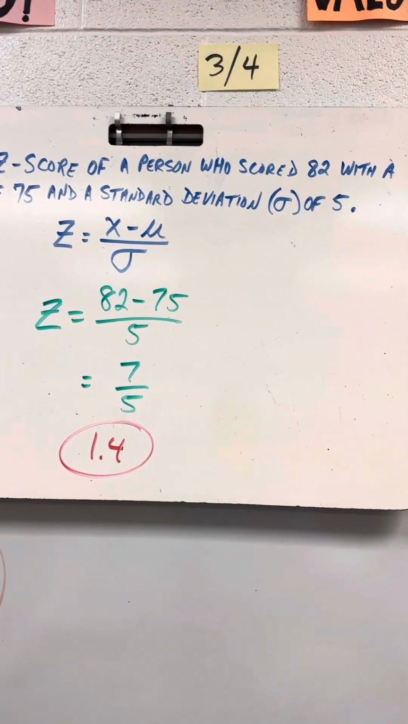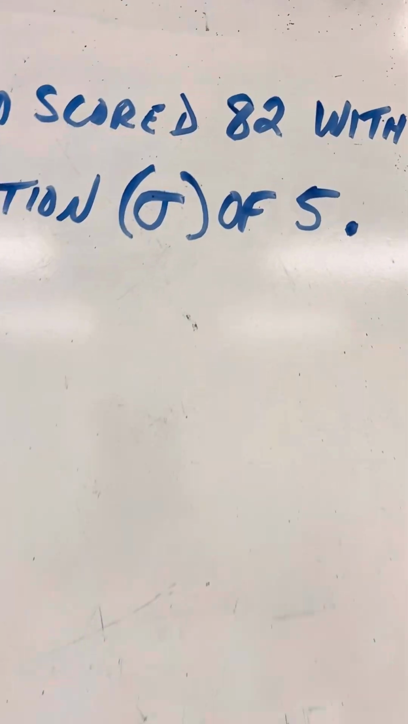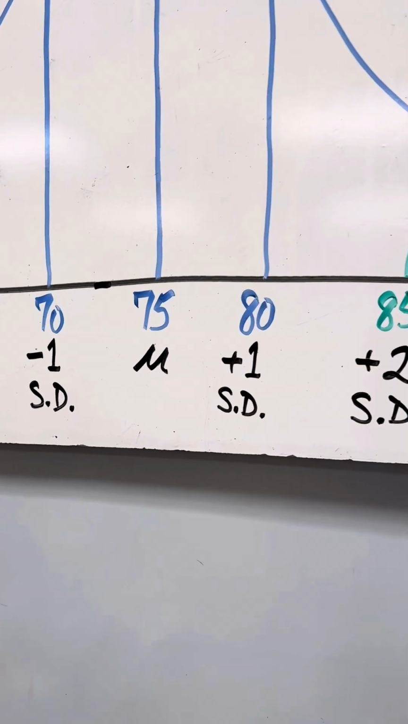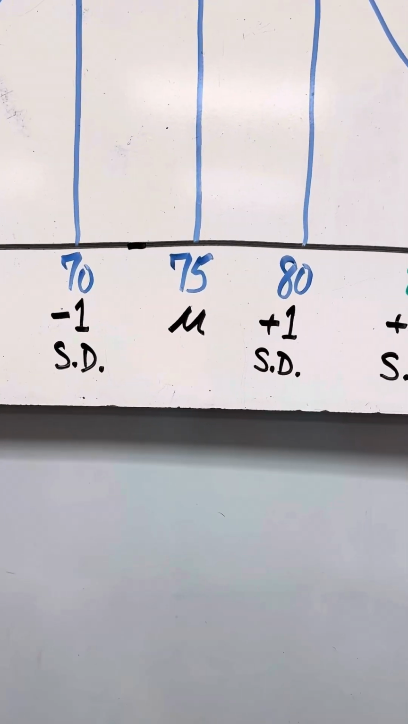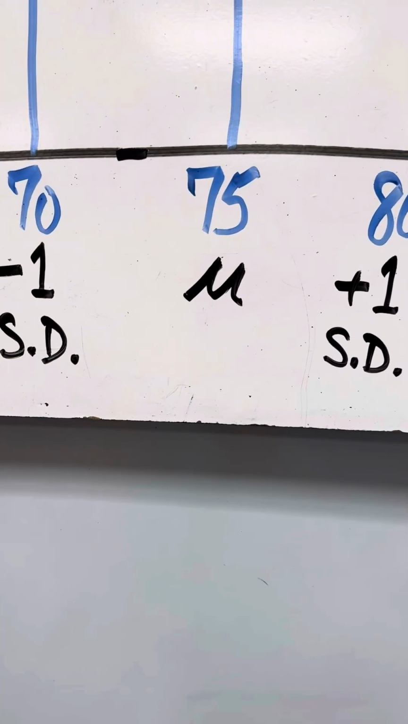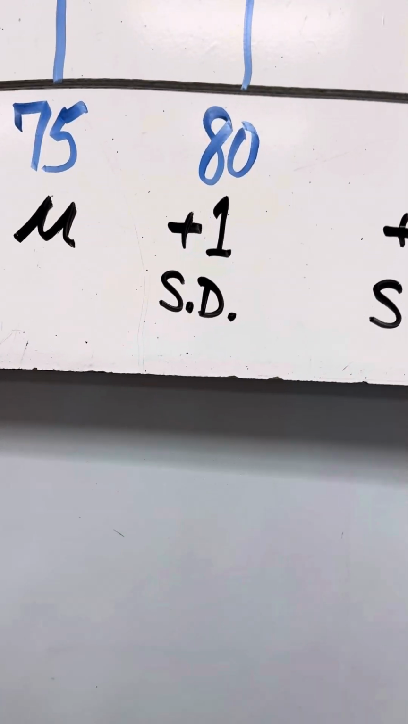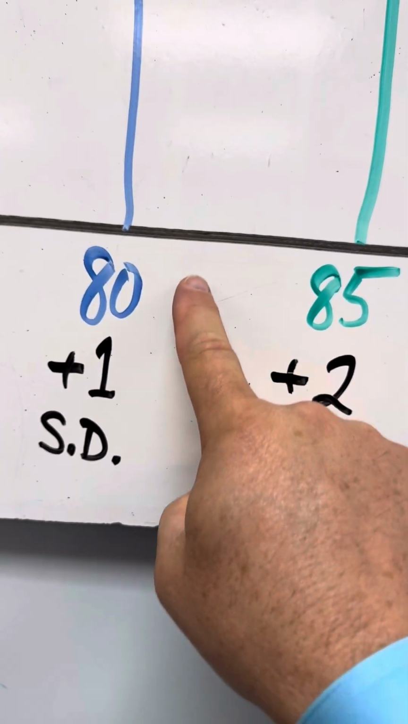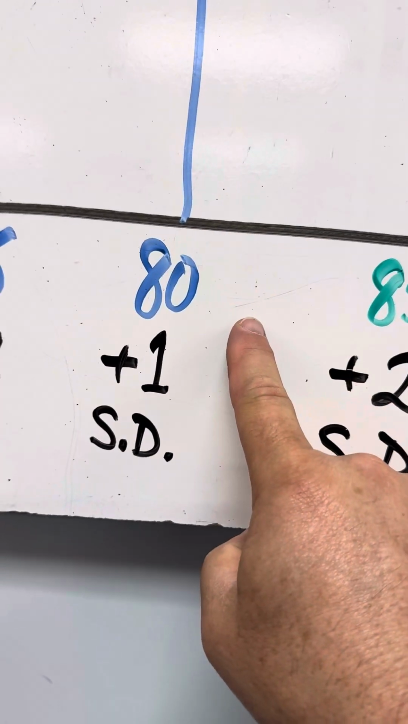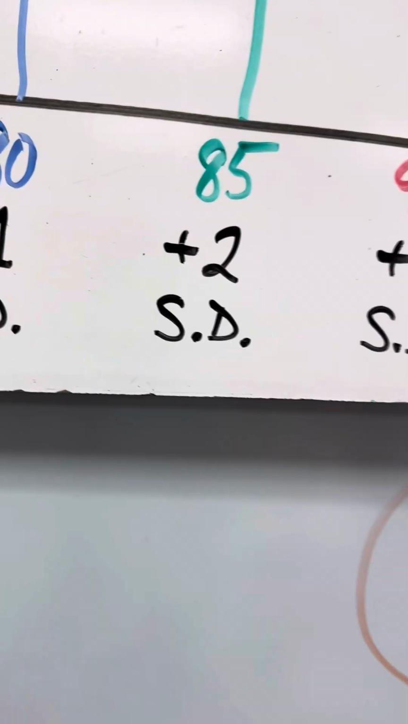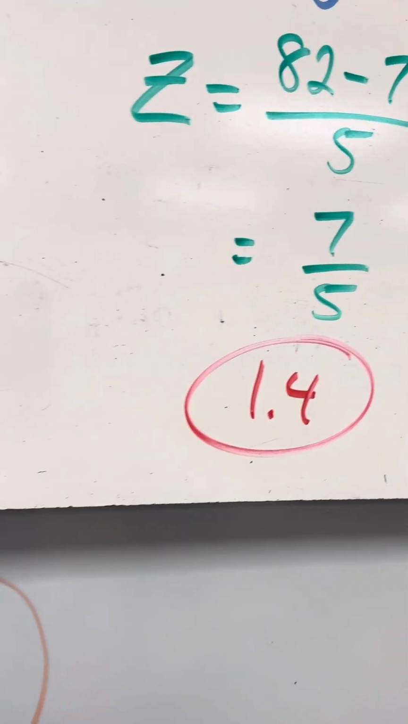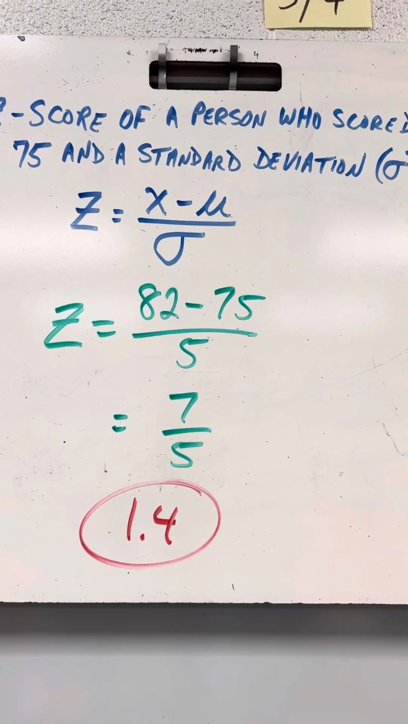Now, hopefully that makes sense. If the person scored an 82, in this particular example here, because here the mu is 75, if you scored 82, that's right about here, right? Which is between 1 and 2. So 1.4 makes sense, okay?